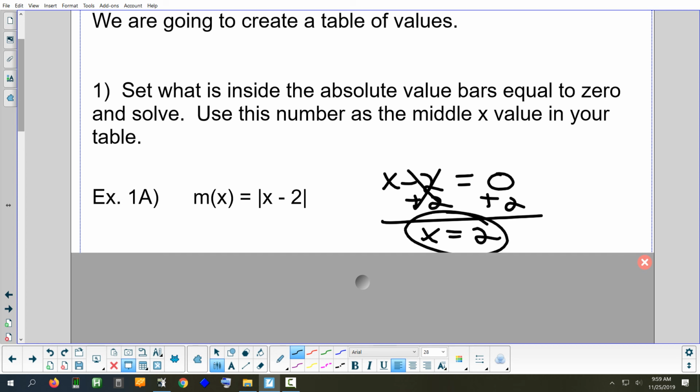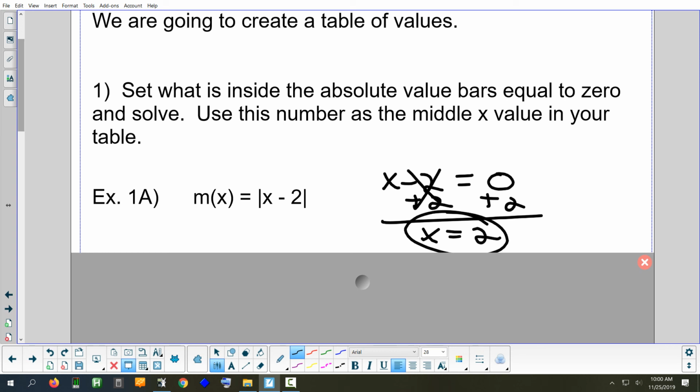Right, so now reading those steps, 2 is going to be my what value? Which x? Caleb, 2 is going to be my what value? Well, what does it say? Use this number as the slope? No, not slope. It's going to be an x value. Which one? The middle x. The middle.